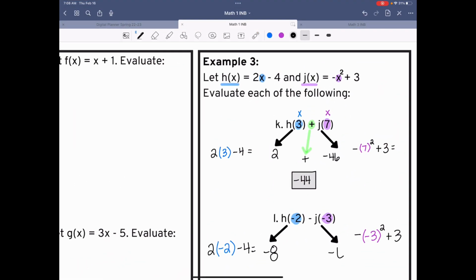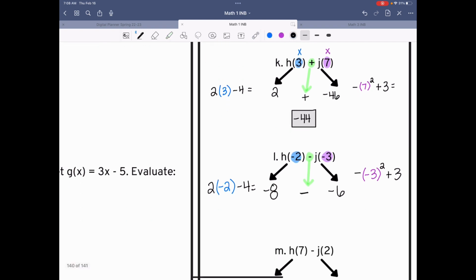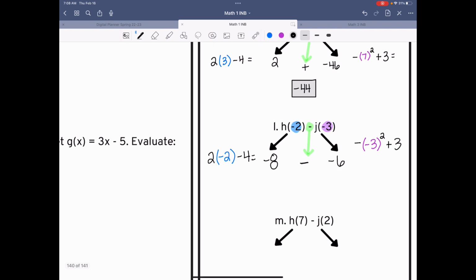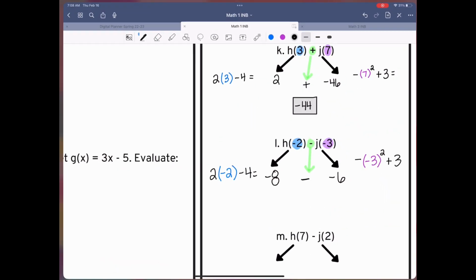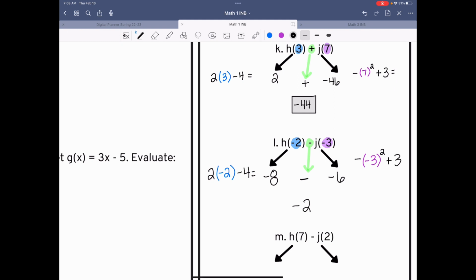Now, for the next part, we've got to subtract here. So we're going to go down and we're going to subtract these two. Okay, so we're going to say negative 8 minus negative 6. So negative 8 minus negative 6. And that's going to give me a final answer of negative 2.